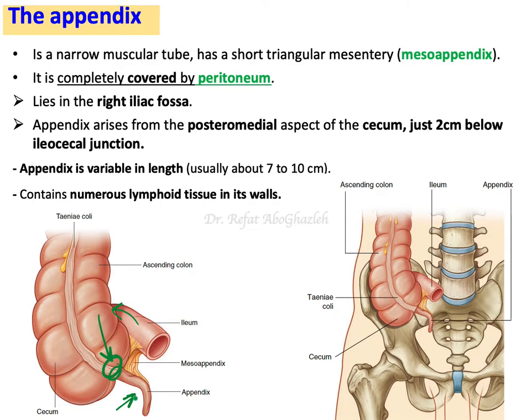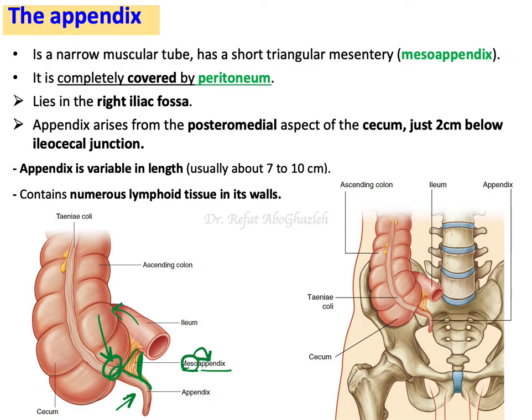What's the appendix? Indeed, the appendix is a narrow muscular tube that, look at it here, is connected by a small triangular mesentery that we call mesoappendix. Not mesocolon, not transverse mesocolon, not sigmoid mesocolon. It has a mesentery that's specialized to it, and its name is mesoappendix. So this triangular small mesentery is the mesoappendix. Look at the free border of this mesentery. This is the free border of the mesoappendix.